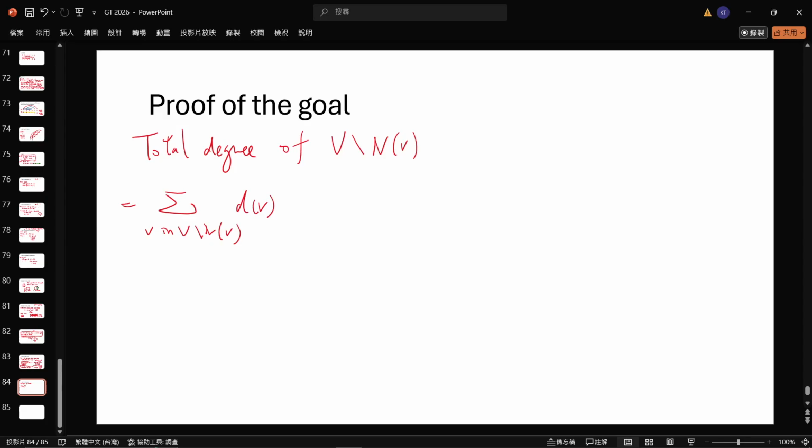Okay, so I haven't defined this term precisely, but for this term, we just sum up all the degrees for the vertices in this set. Okay, so this is V minus N of V, so this is the bottom set. And we consider all the vertices in this set, and we compute the sum of their degrees.